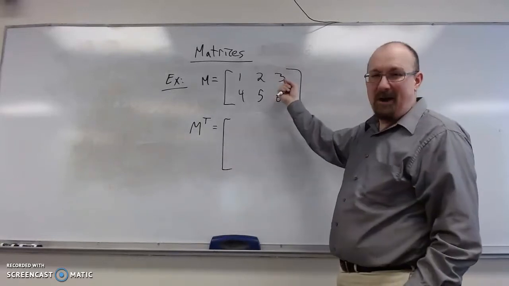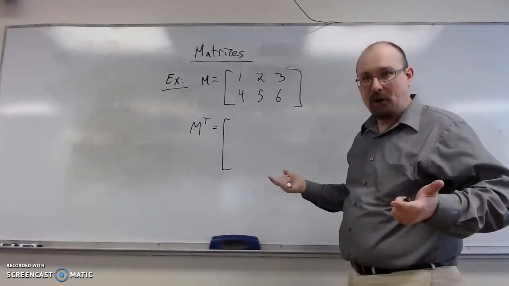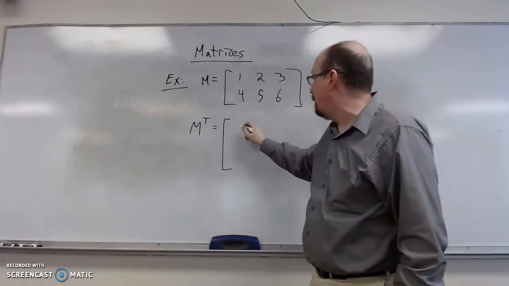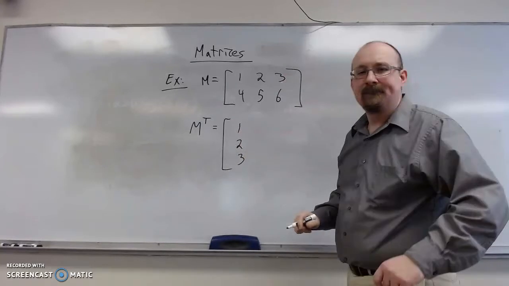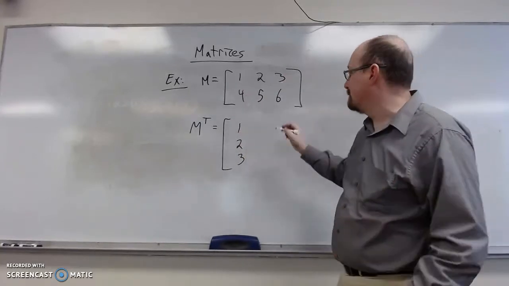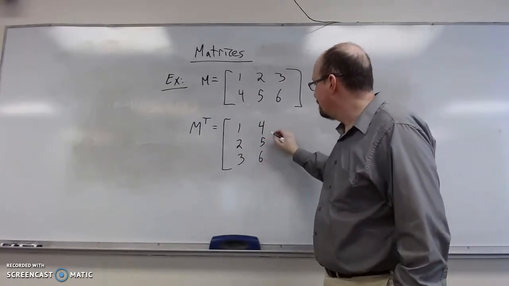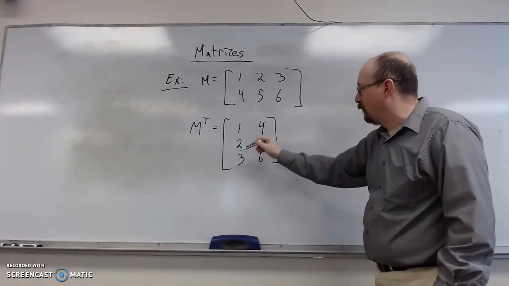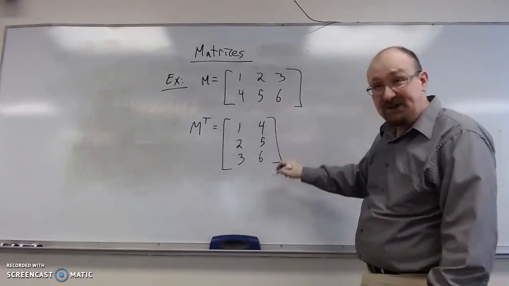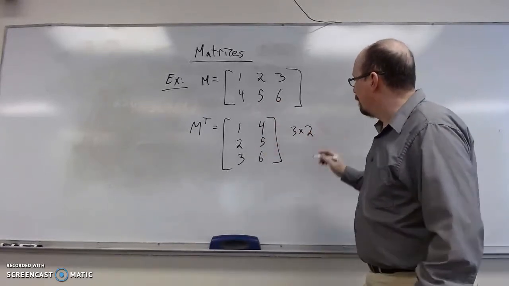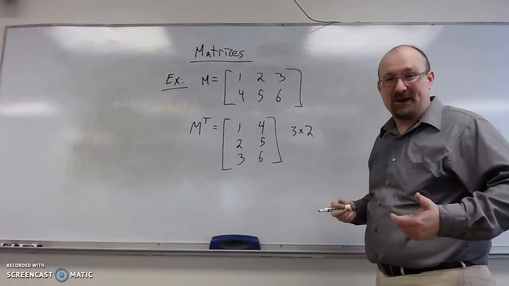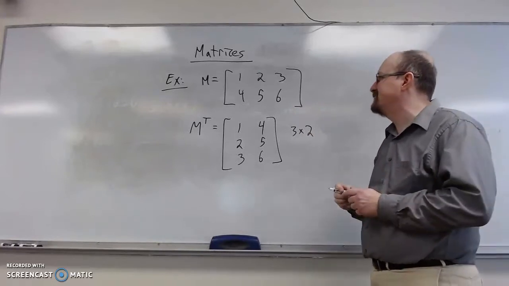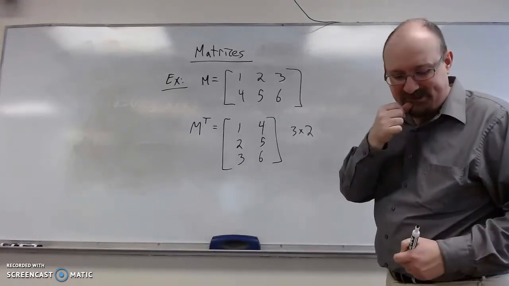So the idea is this guy was short and stout, he becomes tall and skinny because I take this first row and turn it into the first column. 1, 2, 3. And similarly, the second row becomes the second column. 4, 5, 6. And again, you can note now we have 3 horizontal rows and only 2 vertical columns. So the size of the transpose matrix is just going to be the reflection, if you will, the swap of the dimensions or the size of the original matrix.